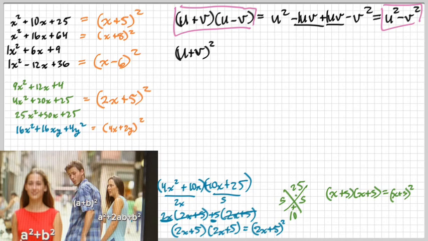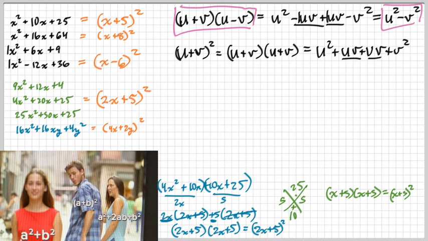So this is how you do it. You go, this is the same as u plus v times u plus v. Guys, that's what the 2 means. Okay, now, what is u times u? U squared. What's u times v? uv. What is v times u? uv. And then what is v times v? Okay, and now you have 2 uv's, right? So you get u squared plus 2 uv's plus v squared.